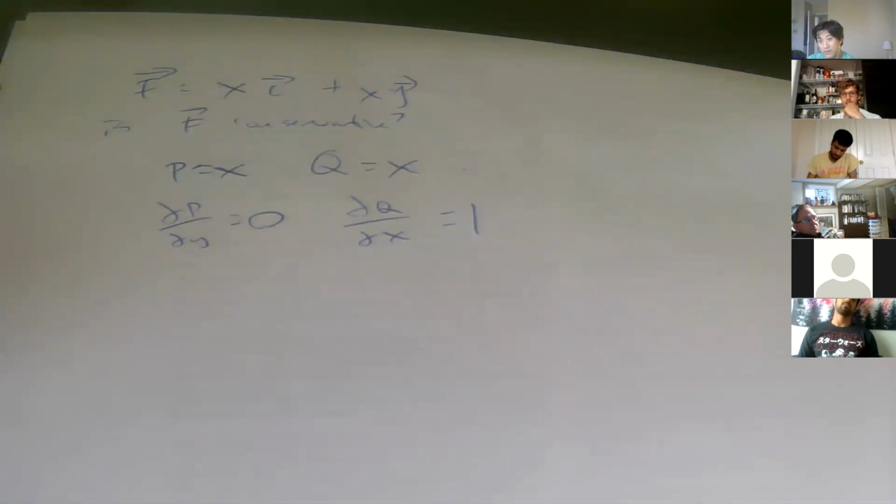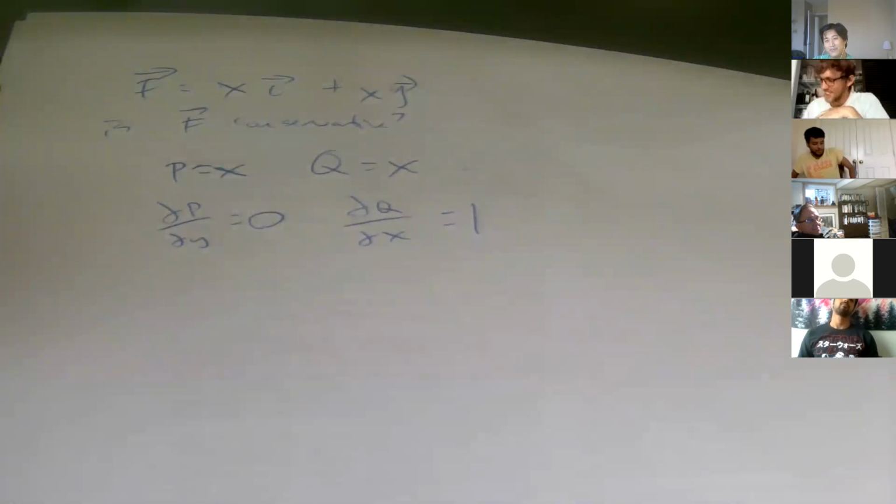Okay. Does that make sense? This is a very easy check to rule out non-conservative fields. I mean, it's as simple as taking two derivatives, which we should be good at most days. Right?